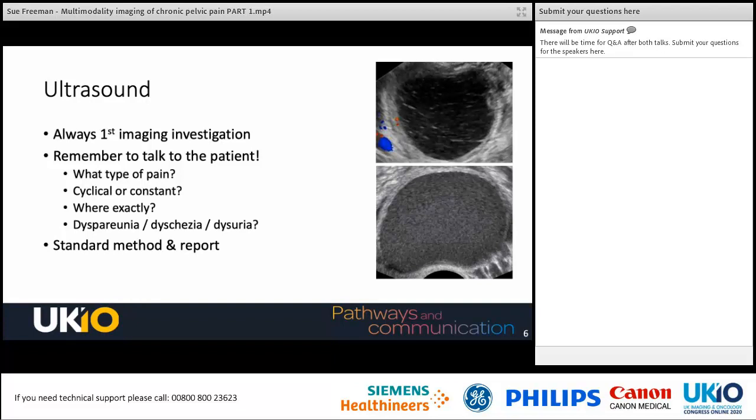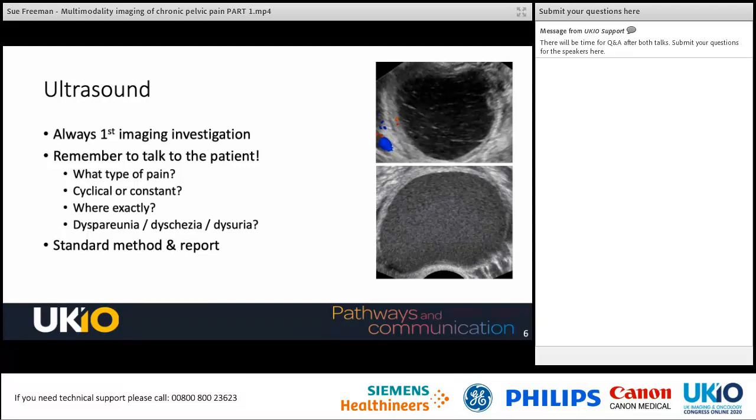So remember to talk to the patient and find out what sort of pain. Is it sharp, dull, dragging? Does it radiate anywhere? Is it constant, cyclical? Does it affect the bladder or the bowel? Is there dyspareunia, heavy periods? And importantly, has there been a previous history of any surgery or pelvic inflammation?